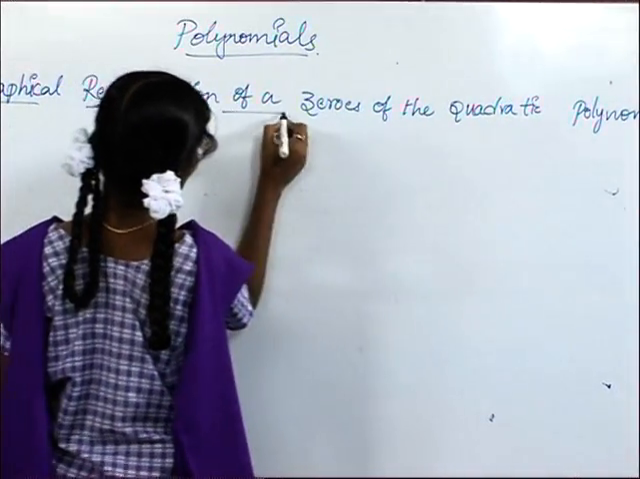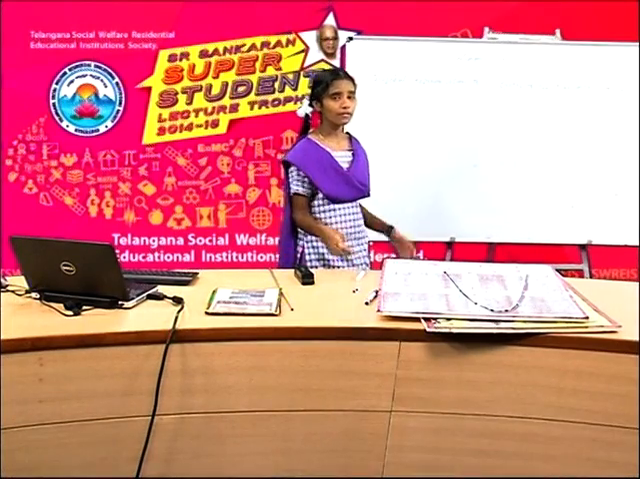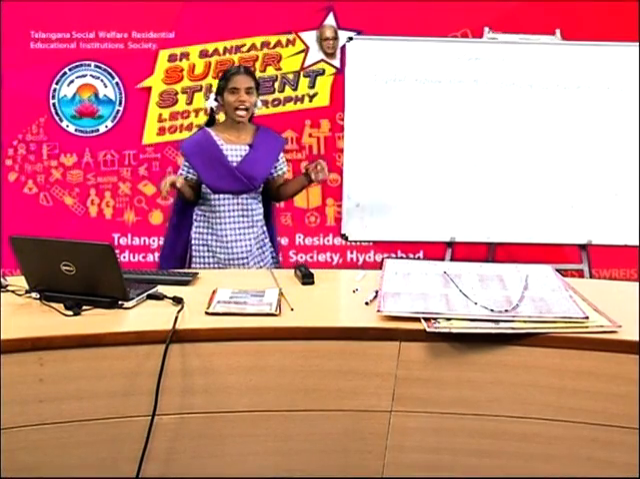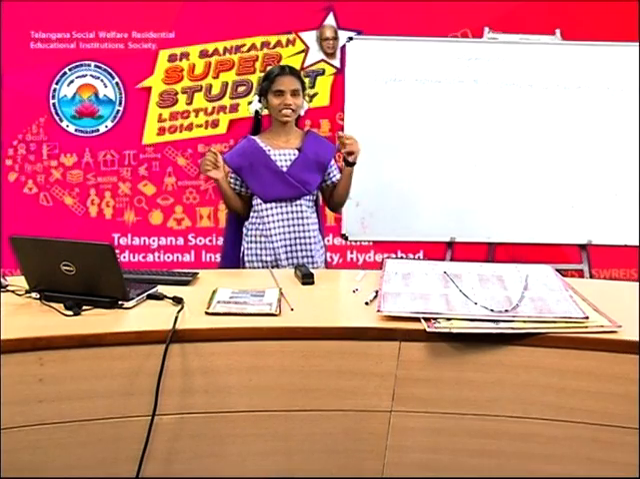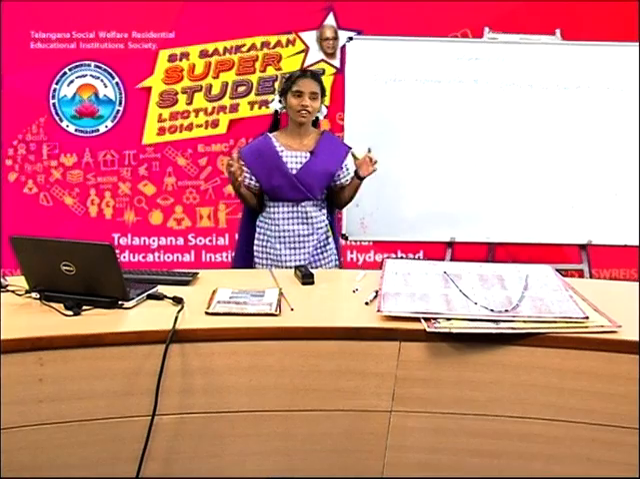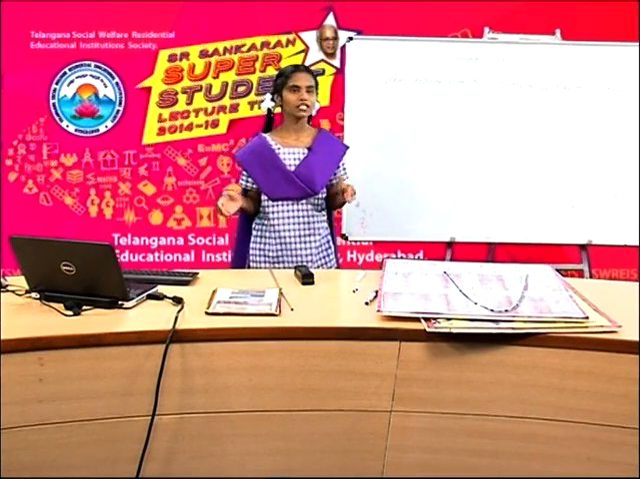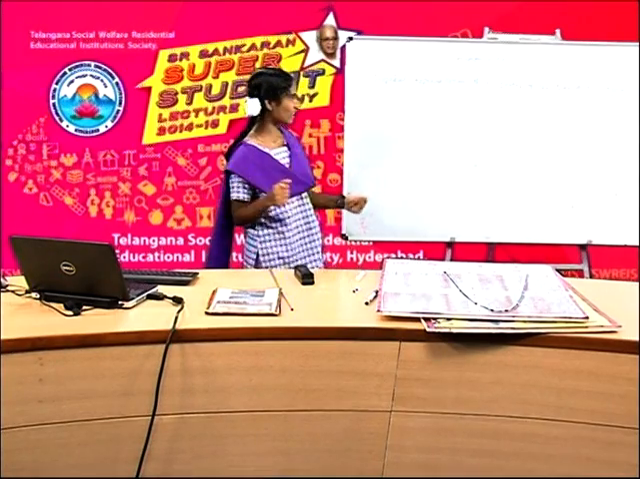Graphical representation of zeros of the quadratic polynomial. Friends, before going to tell about this, I want to tell one thing. In 1637, the scientist René Descartes developed a graphical method in polynomials for finding polynomial equations.